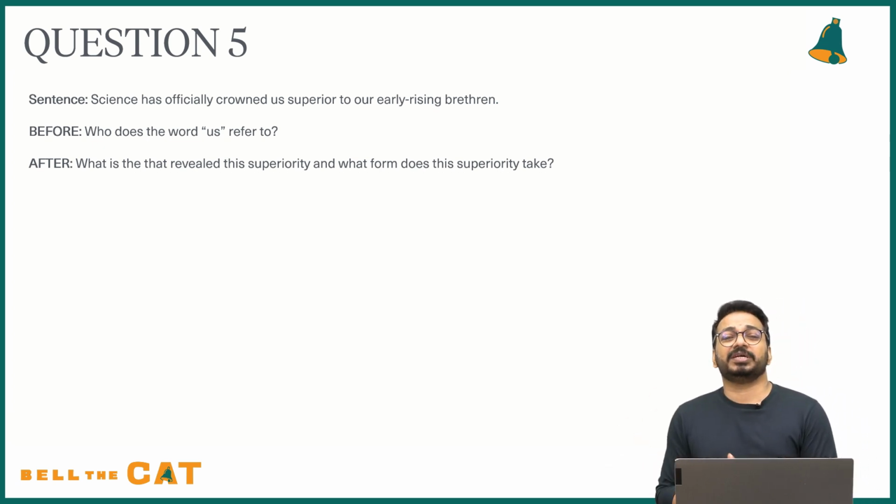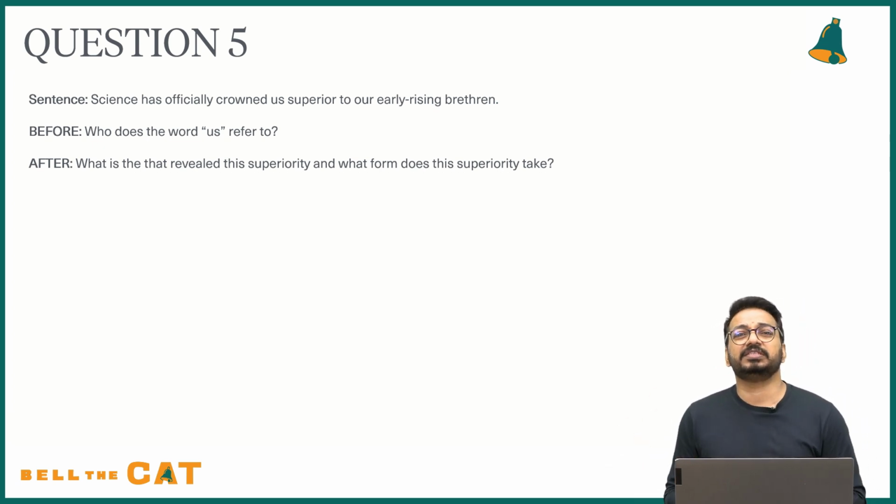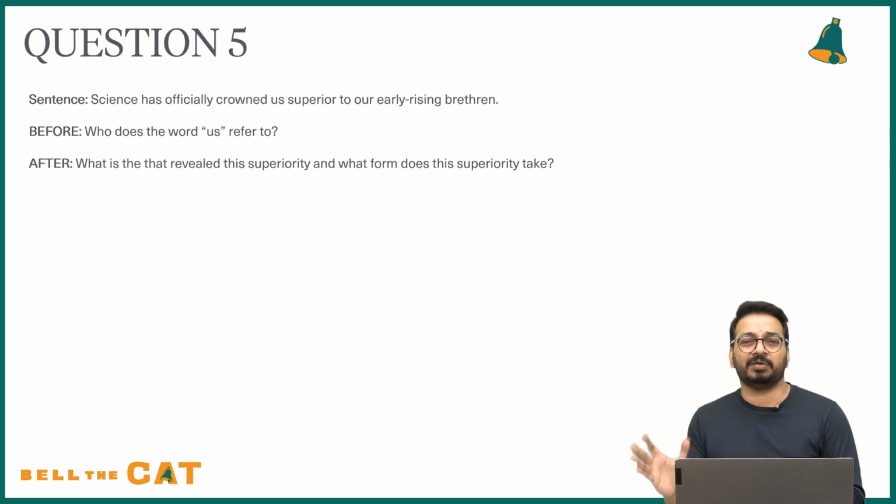So, after this sentence, what should come? What is the evidence? Why has science crowned these late risers as superior? Which study has shown that? What are the implications? All of those things have to come later. The definition of "us" comes before, and the study that says they are superior comes after.